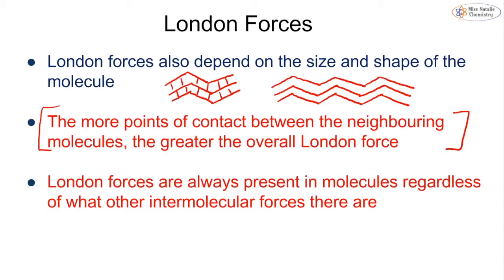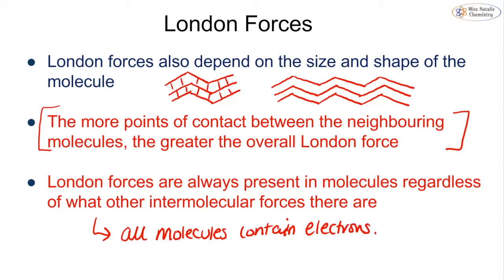Now, London forces are always present in molecules, regardless of whatever intermolecular forces there are, and that is because all molecules contain electrons. So if there are electrons present, London forces will exist, which is everything. So you can always use London forces as an answer if it asks you what intermolecular forces are within this molecule. You should always start with London forces and then look to see if you have the other two. So let's move on to the second type of intermolecular force.